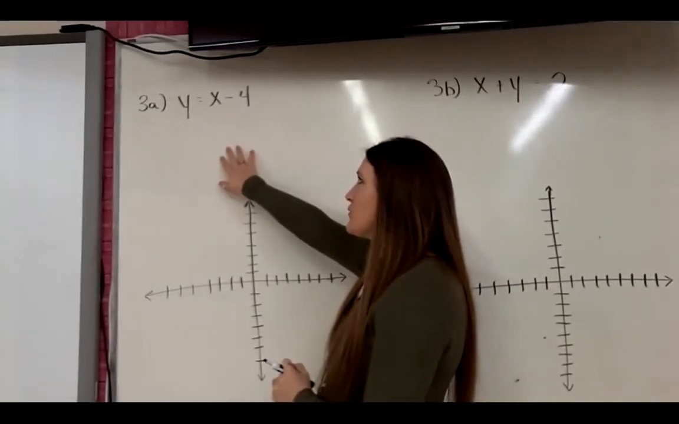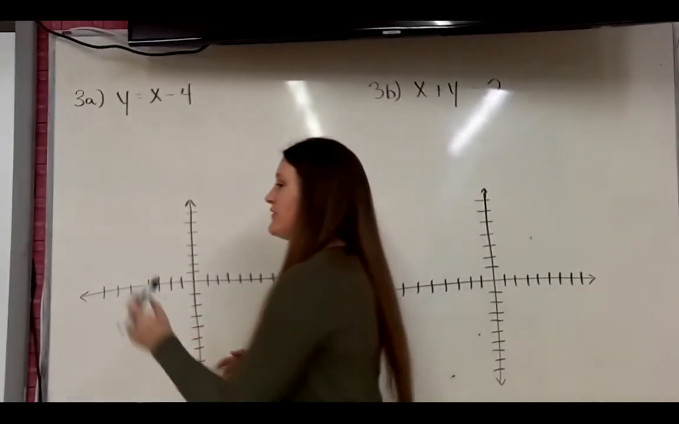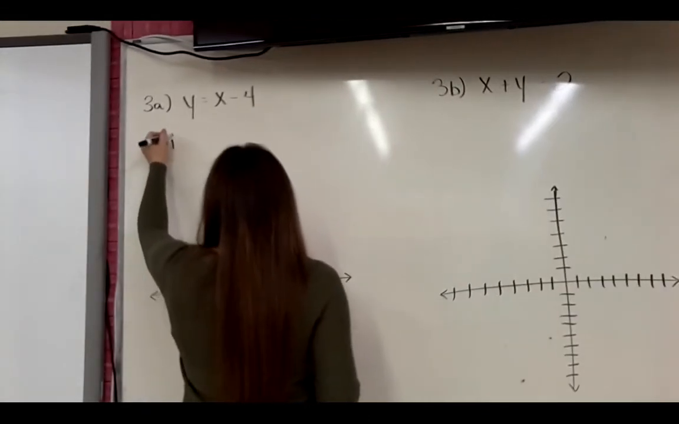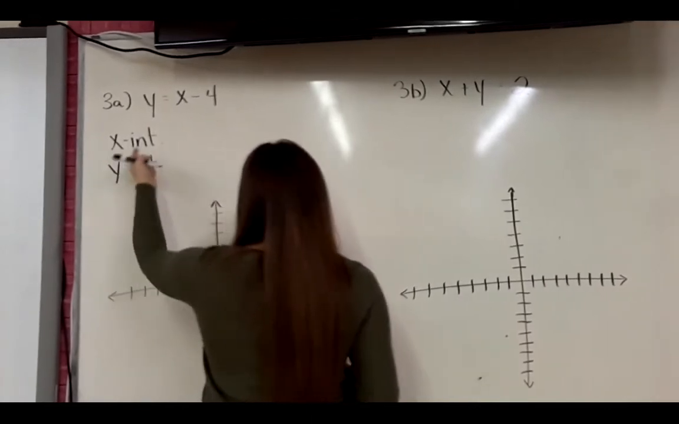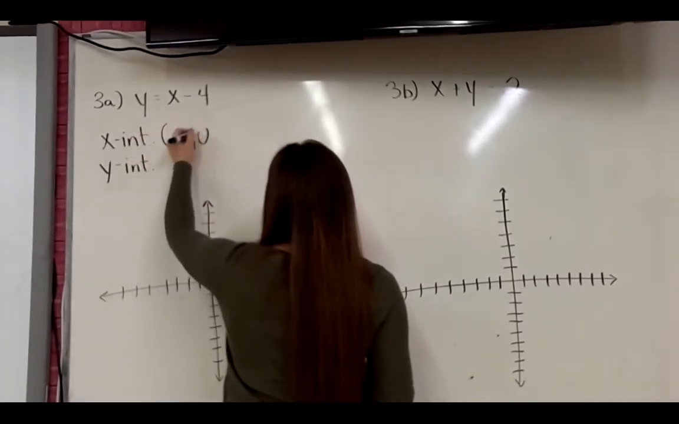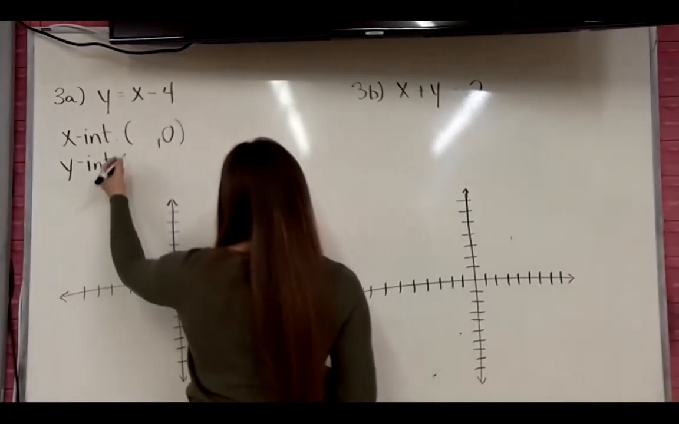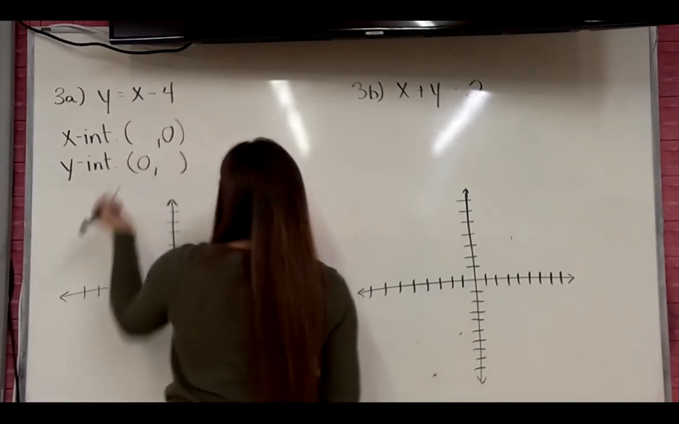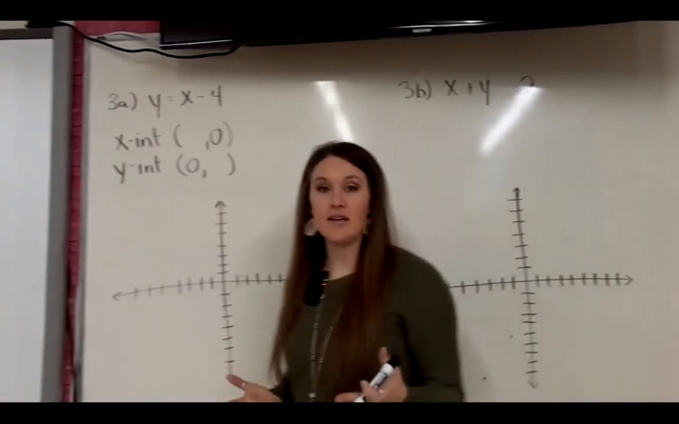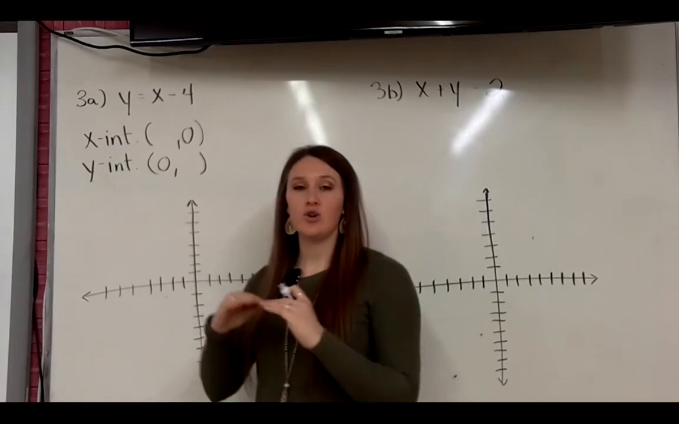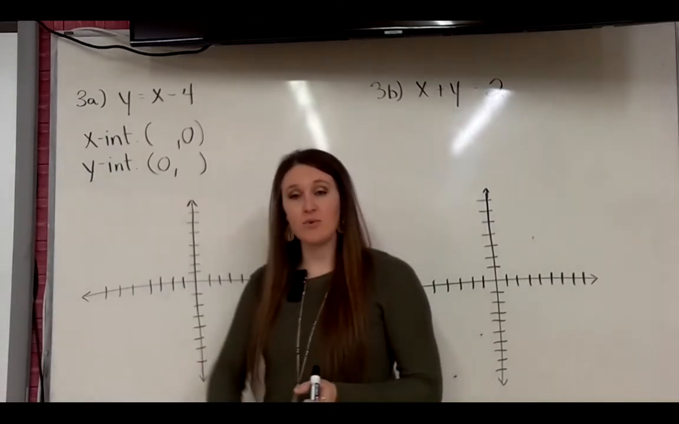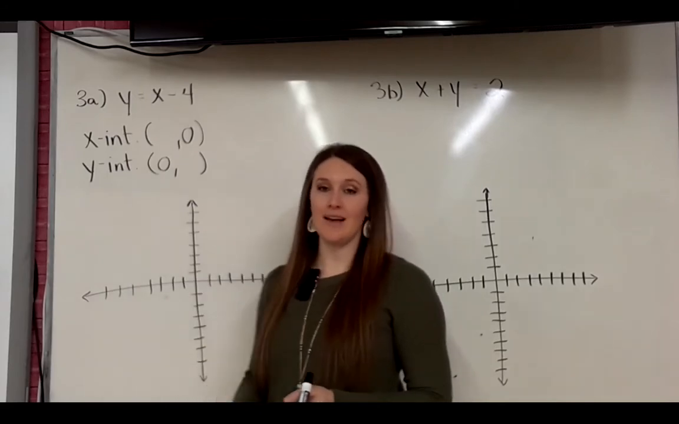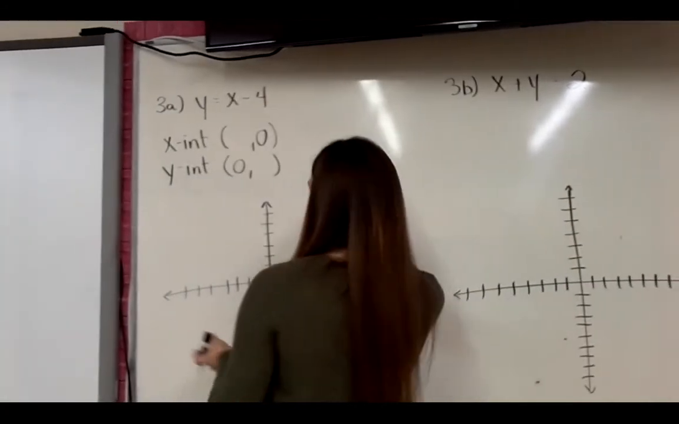So on this first one, y equals x minus 4, we've got to find our x-intercept and our y-intercept. The x-intercept is the point where your y is 0. Your y-intercept is the point where x is 0, because x-intercept is where it crosses your x-axis, so that's when y is 0. Your y-intercept is where it crosses the y-axis, which is where x is 0.